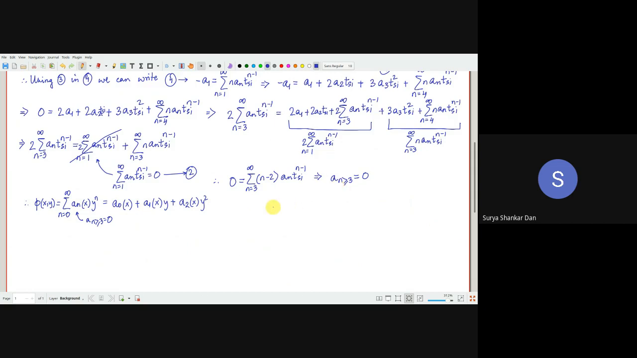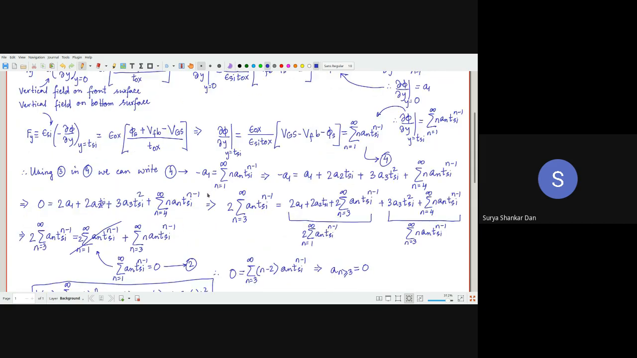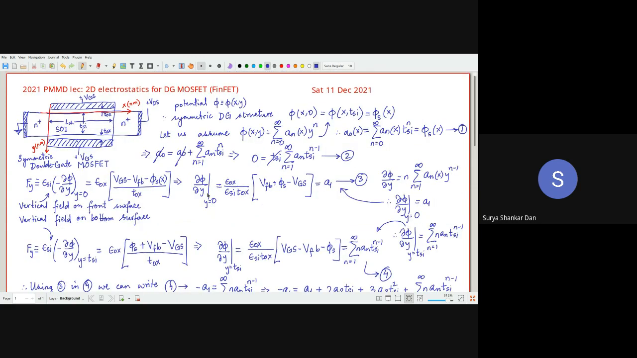Got it? So this is the expression for the potential function. So that's a parabolic expression. What does it imply? What does it mean? That inside the SOI region, the potential profile will be a parabolic one.